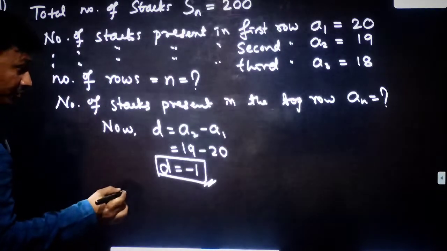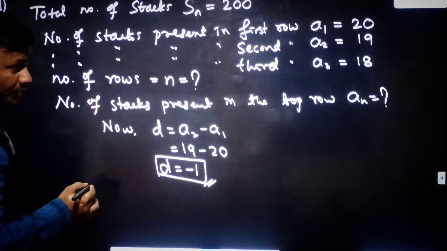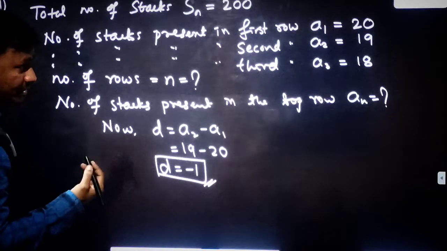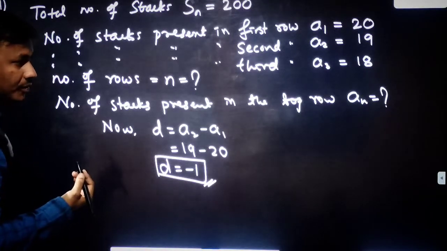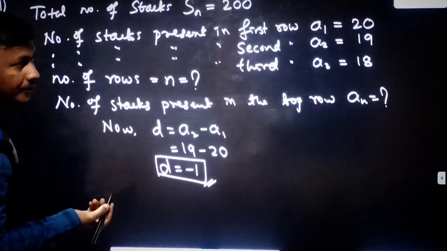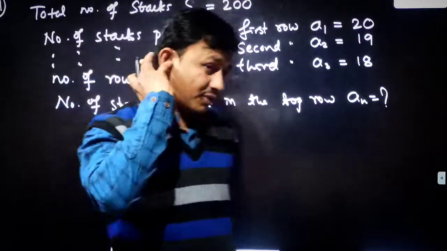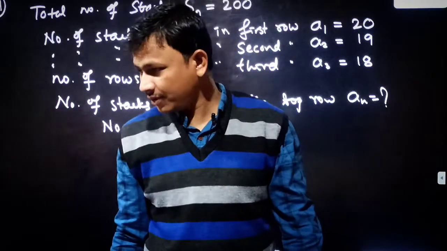What we need to find out? The n value. You know An? Don't know. An is equal to question mark. Then Sn you know. Sn is equal to n by 2 in bracket 2a plus n minus 1 into d. How do you find the n value?